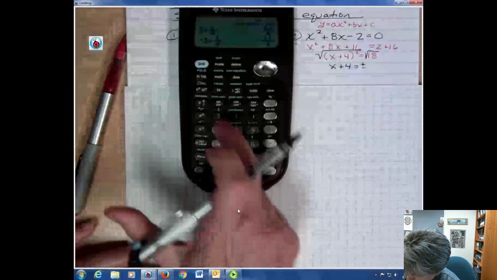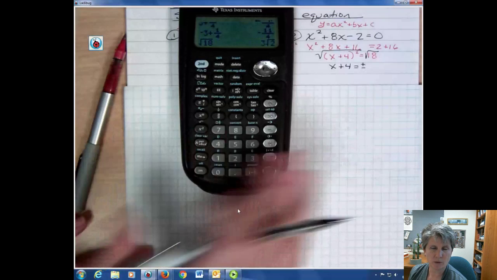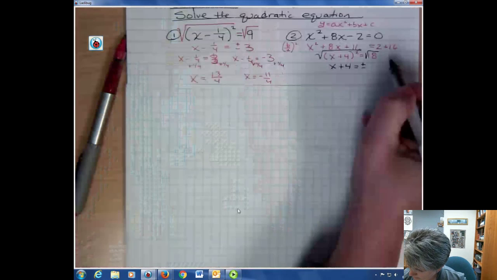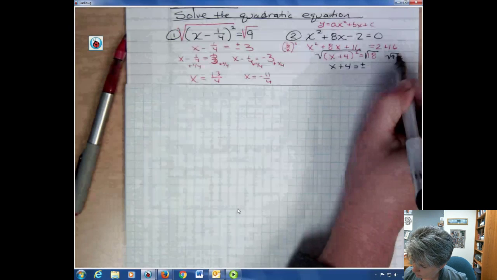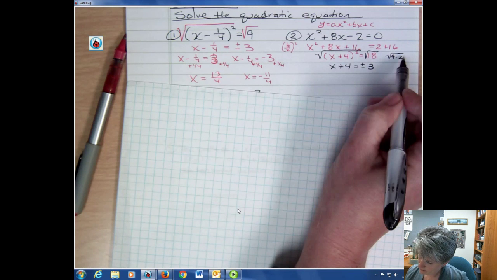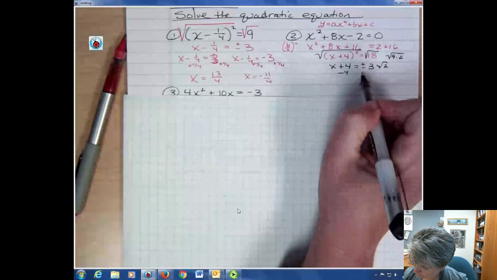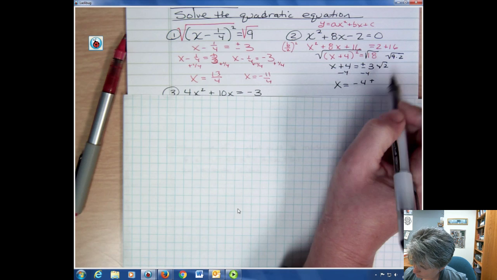If you take the second function, square root of 18, that's going to simplify to be 3 square root of 2, because when you have 18, it's like having 9 times 2 under there. And the square root of 9 is 3, and then the square root of 2 we can't do. And then I'm going to subtract 4 from both sides, and that's going to give me negative 4 plus or minus 3 square root of 2.